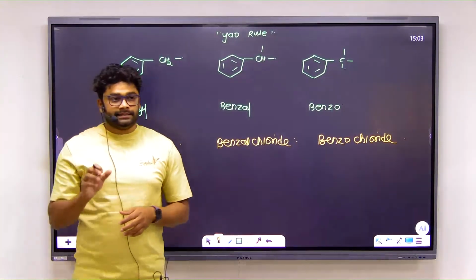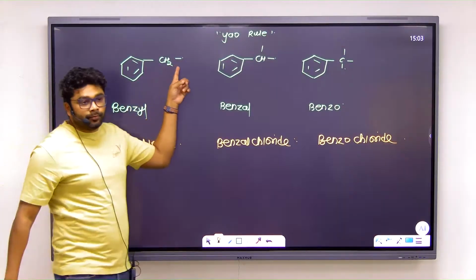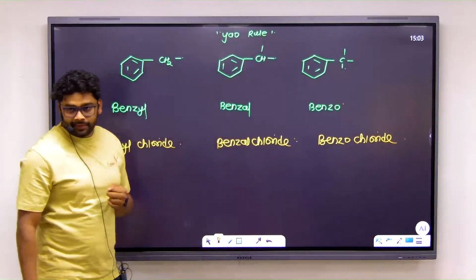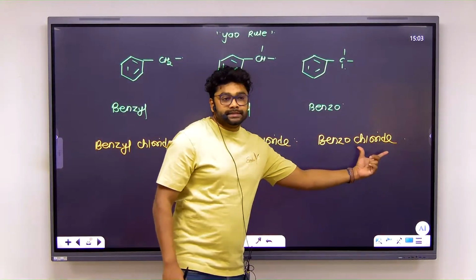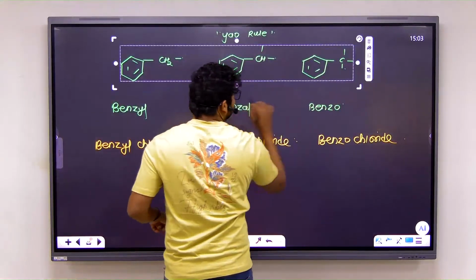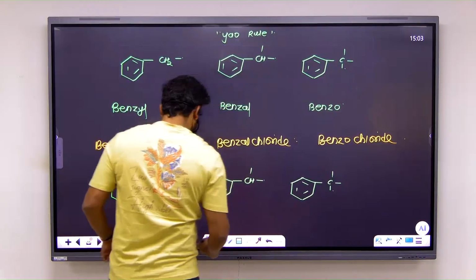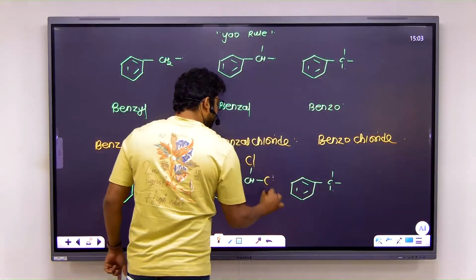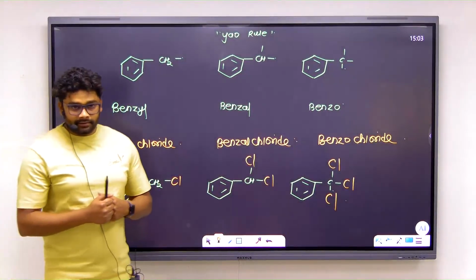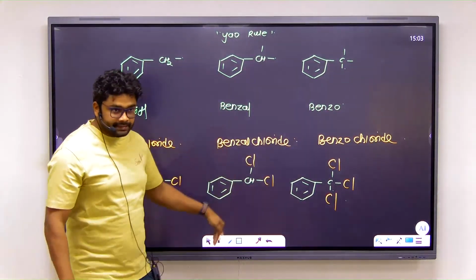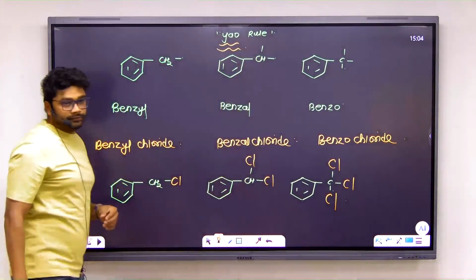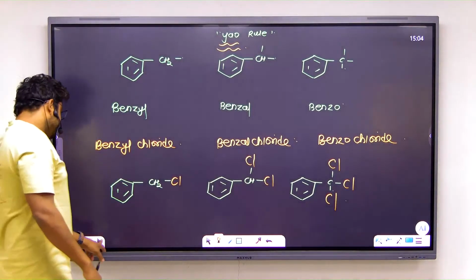It is your duty to understand. If it is benzyl, one valency is open for chlorine. If it is benzal, then two valencies are open for chlorine. And if it is benzo, then three valencies are open for chlorine. So you can optimize that and write the structure with the help of it. I can write here one chlorine, two chlorines, and three chlorines. One is known as benzyl, benzal, benzo. Okay, repeat it a number of times at home; it is called the YAO rule. Clear? This is how it works.